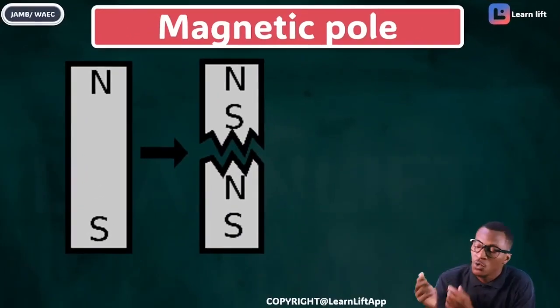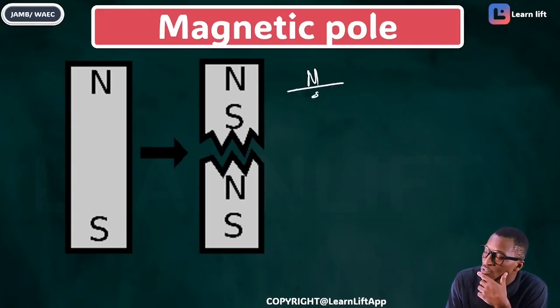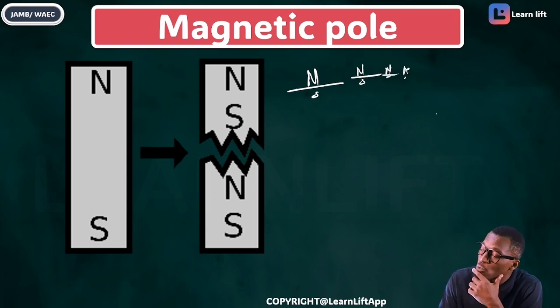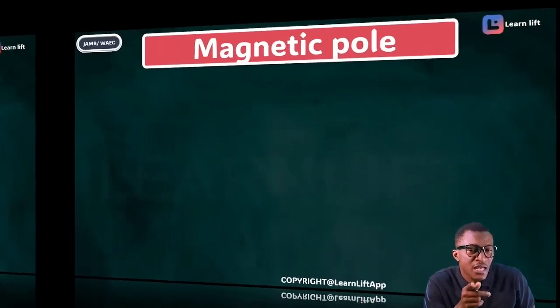Are you seeing that? Look at the diagram I gave you. This is a north-south magnet. We cut it into two, we have north-south. If you cut it into two, you are still going to have north-south. Cut it again, you are still going to have north-south. That means you can never have an isolated magnetic pole. You cannot just have only north, or you cannot just have only what? South. Do you understand that?